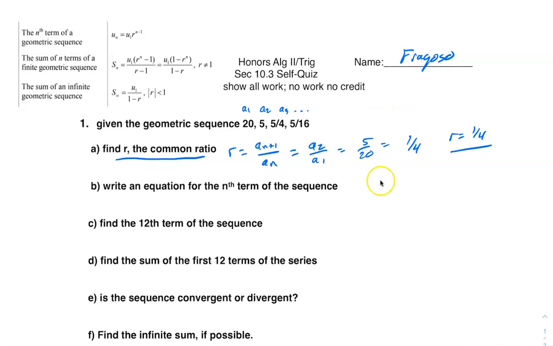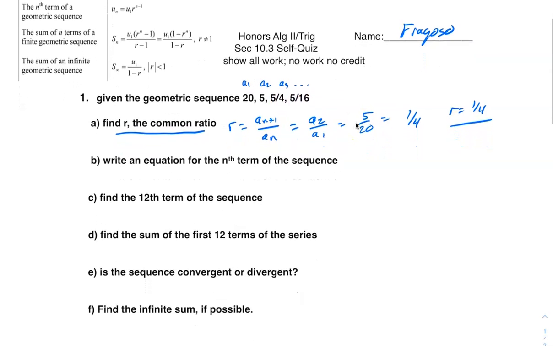If you look at it, that's what's going on. You're just dividing by 4 every single time. So 20 divided by 4 is 5, 5 divided by 4 is 5/4, and so on. Or multiplying by 1/4. Same idea.